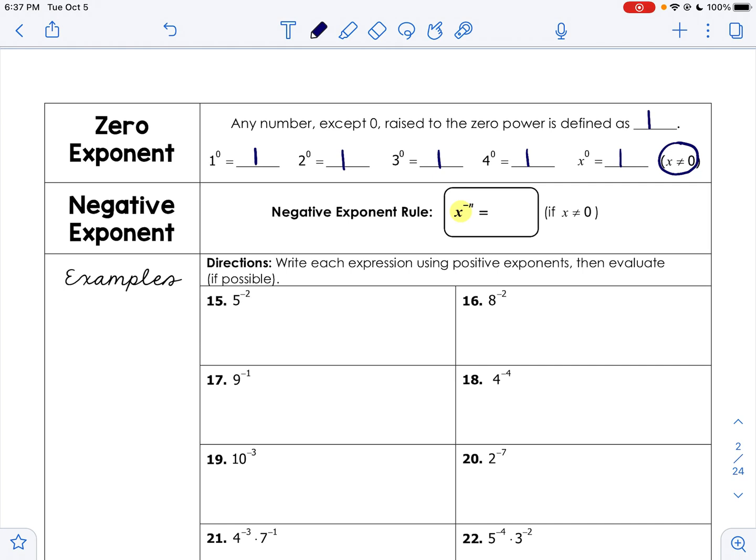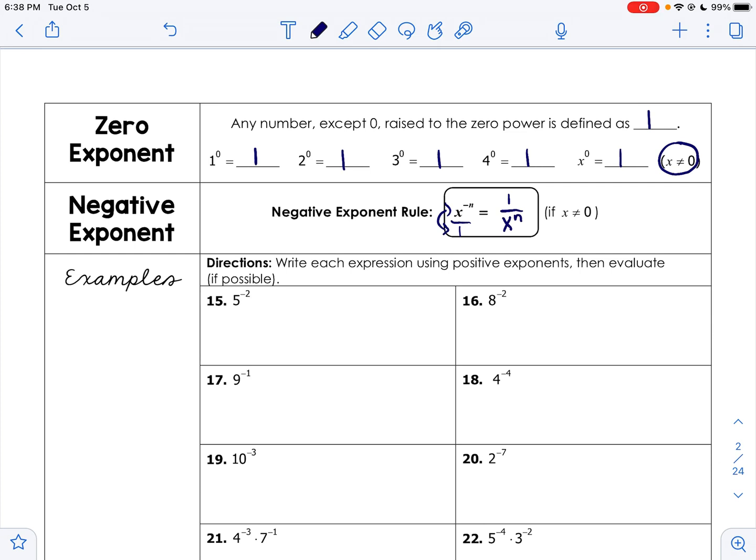So remember, we can write any whole number over 1. And the reciprocal means we flip it. So when we flip this, it's going to be 1 over x. What happens to that exponent is when we flip it, it becomes positive. So if you have a negative exponent, when you flip it, it's going to become positive. The base will stay the same, the exponent just changes.